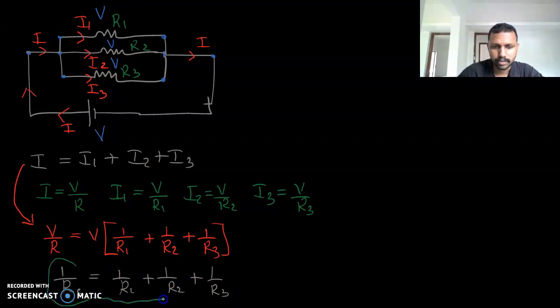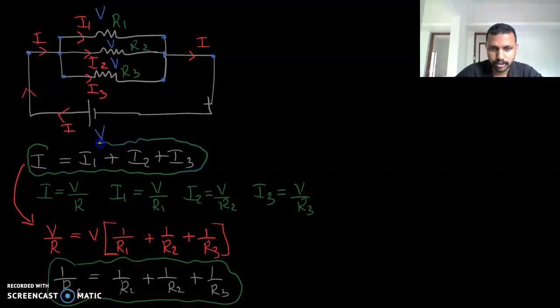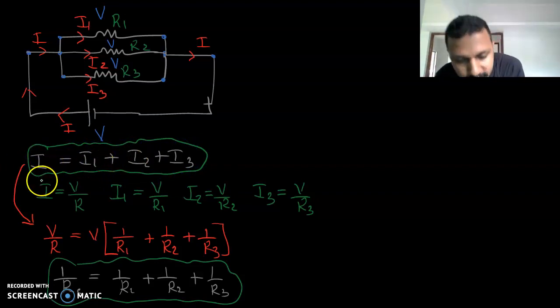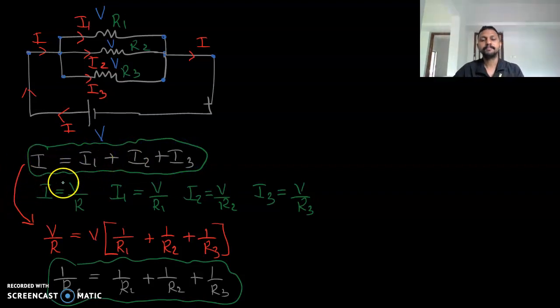This is one of the important equations in the parallel combination, and you will have to remember this equation also. That is, in parallel combination, the total current is equal to the sum of the current across each resistor. Okay, then let's go for some special case.